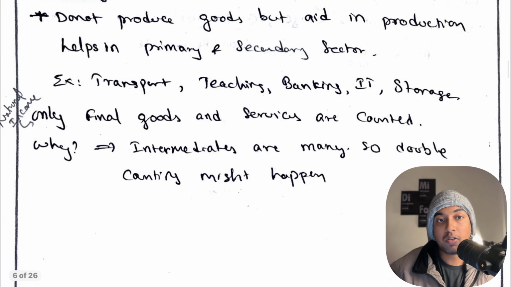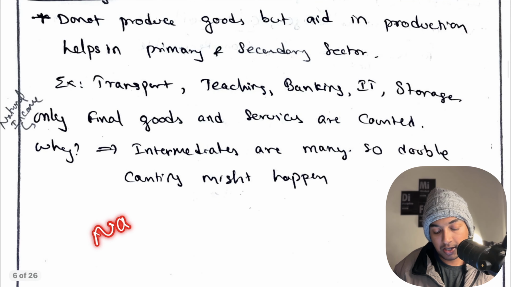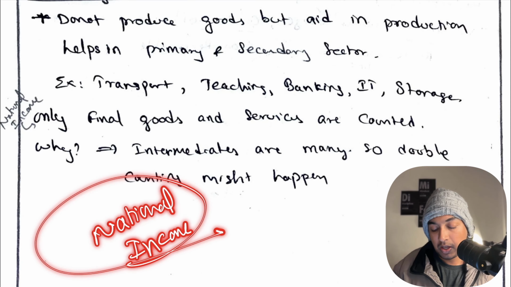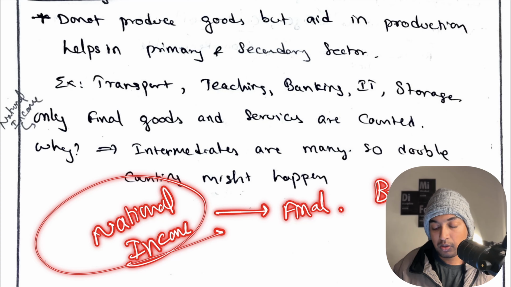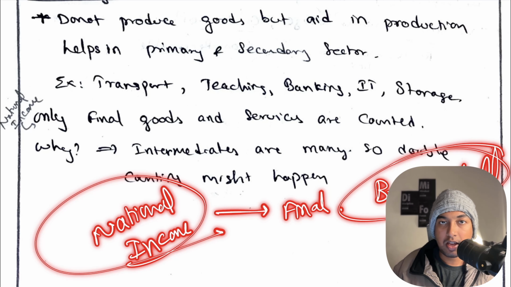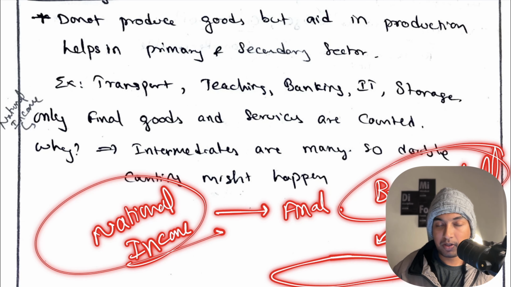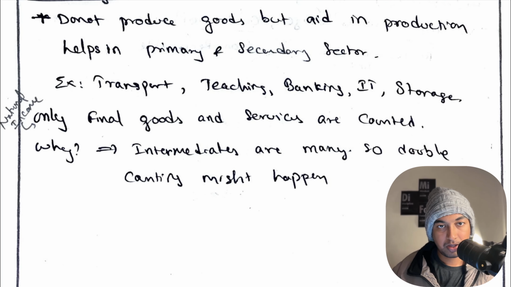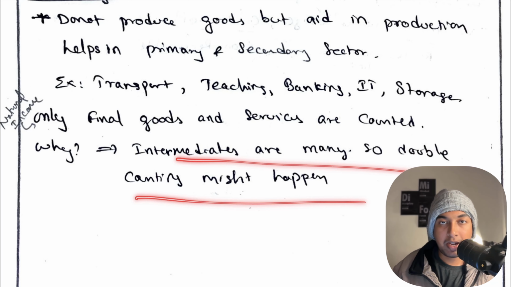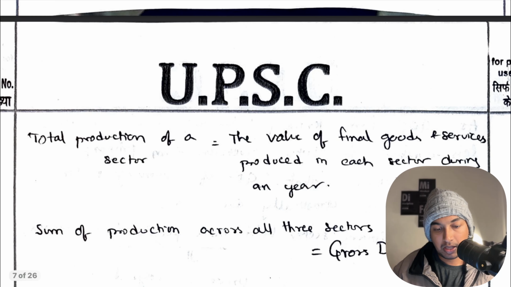To avoid that, while calculating national income, we will calculate only the price of final goods and services at the tertiary level, or the business level. You can consider it like this very easily, because at the business level you have the items. If someone sells this, then that particular item will be calculated at the person who buys it. If you count intermediaries, then double counting might happen. That is the biggest problem here.